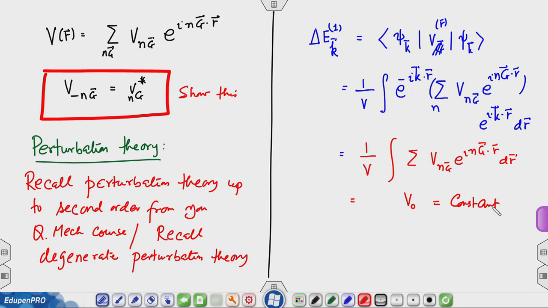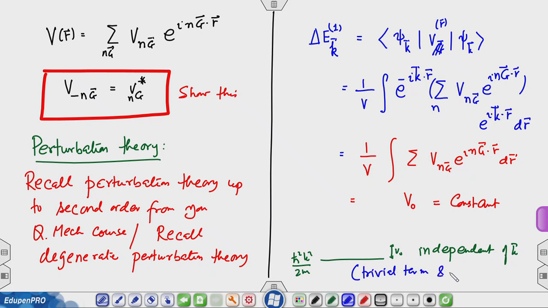So, all that the first order is doing is shifting the energy, which was minus h cross square k square over 2m, by a constant V 0 independent of k. So, this is actually a trivial term. And we can take V 0 to be 0 without really affecting anything. After all, potential is defined up to a constant. So, first order really does not make any difference.